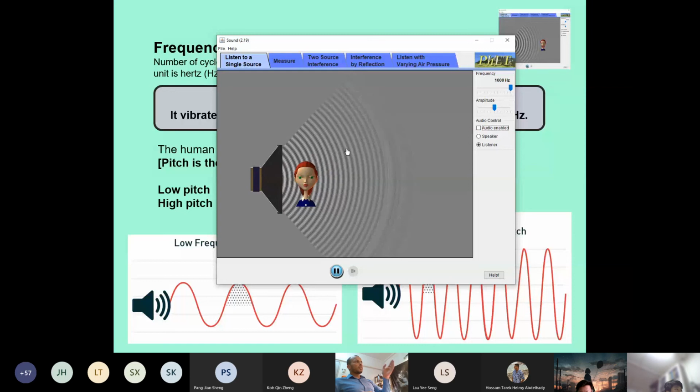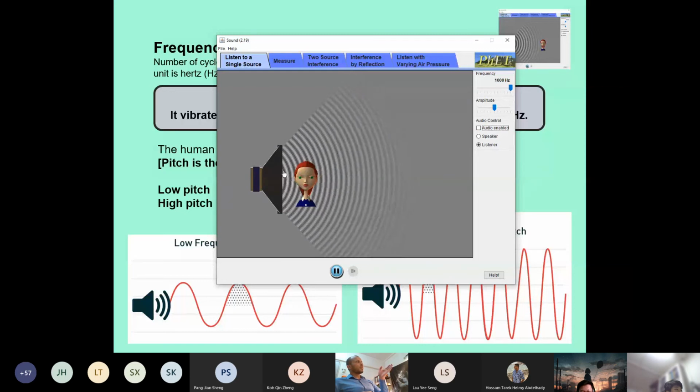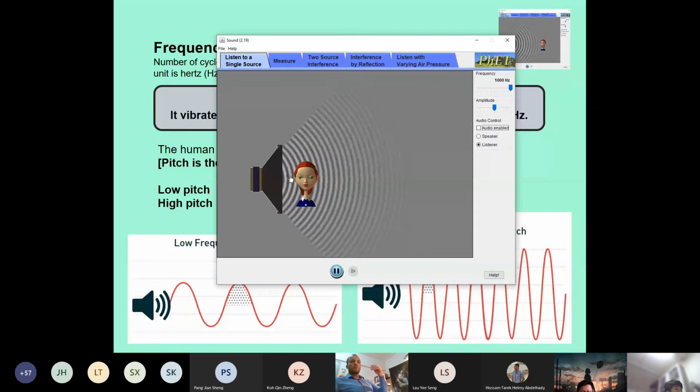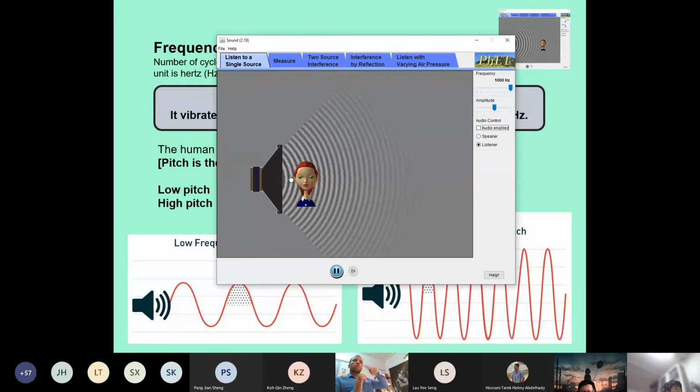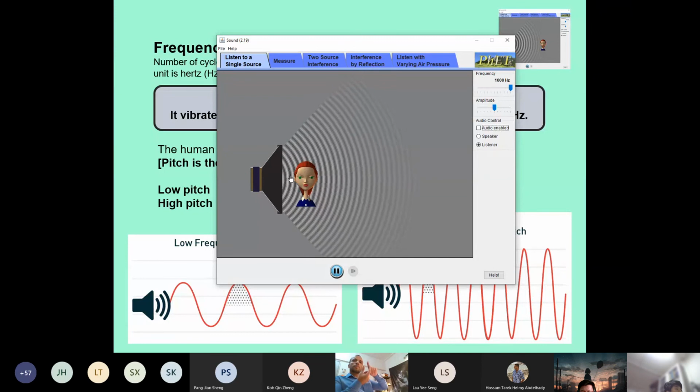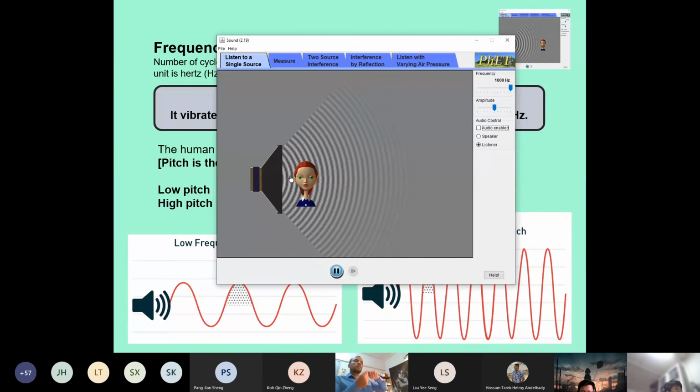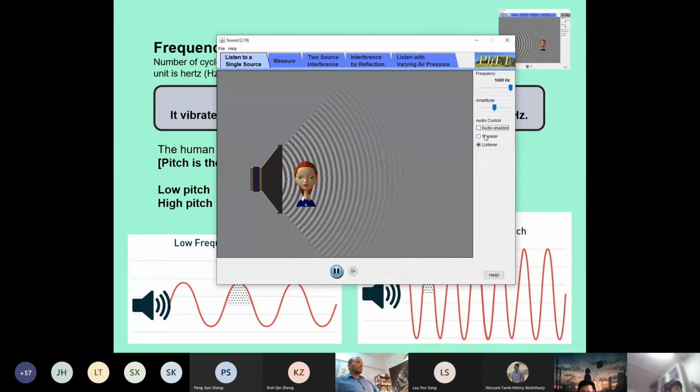You see now, when we increase the frequency, how many waves? You remember when we increase the frequency, it means the wave is repeated very fast in a specific time. In 1 second, it can repeat many times, as you can see here.